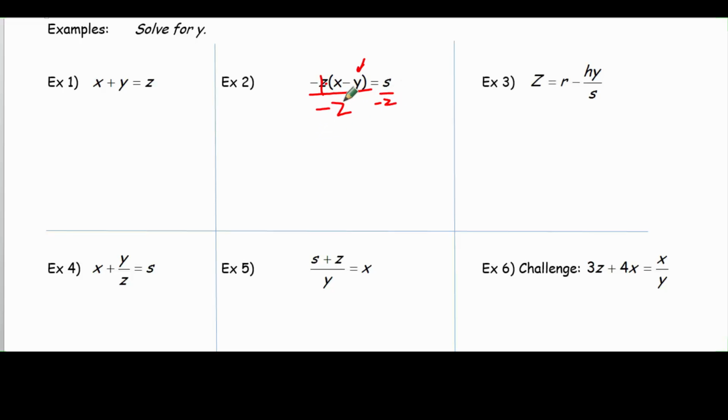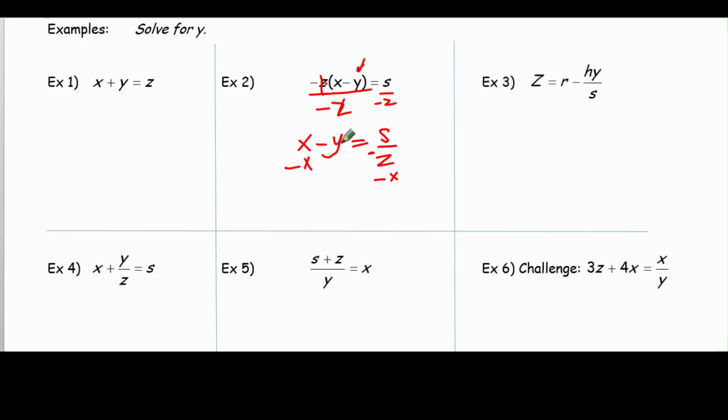Now on the left, they're going to cancel, and we're left with x minus y equals s over z, over negative z, sorry, or a negative s over z. There's only one negative there, so it doesn't matter if it goes up top, bottom, or up front, but only one of them. Alright, so we got x minus y. We have to get rid of the x. Now this is a positive x, so we're going to subtract x over.